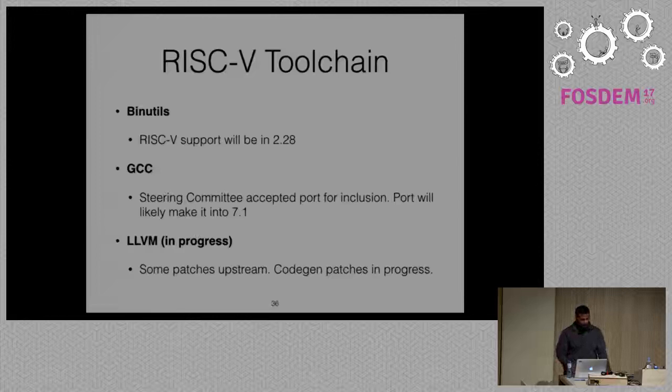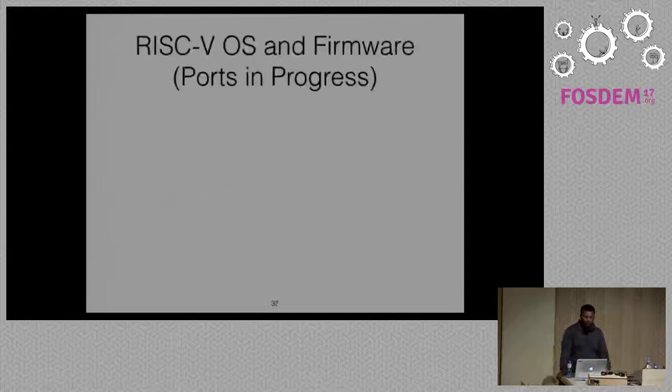So we have a lot of RISC-V OS and firmware ports in progress. They're all in various stages. Some are more mature, some are fairly early. In terms of firmware, the standard firmware right now is the Berkeley bootloader, which is an initial firmware, but people are working on coreboot and UEFI support, so that's coming online.